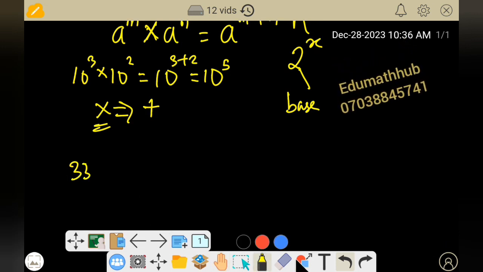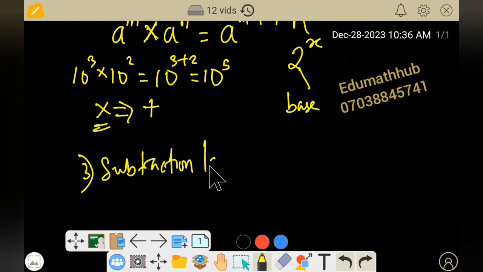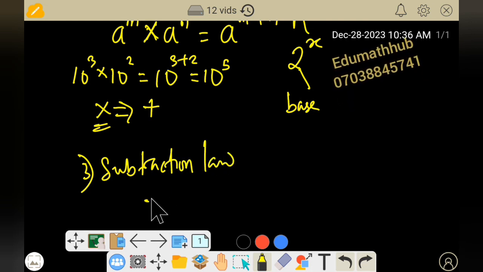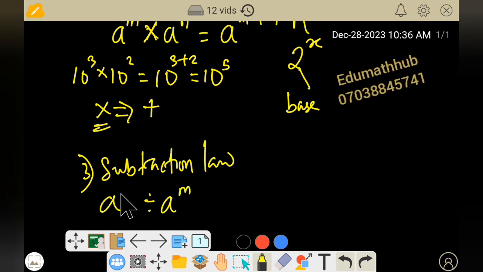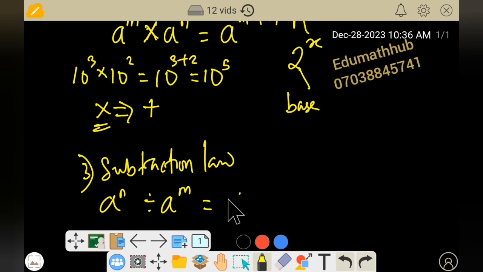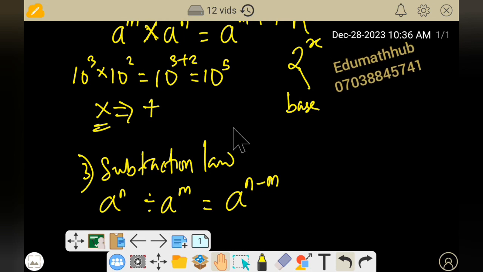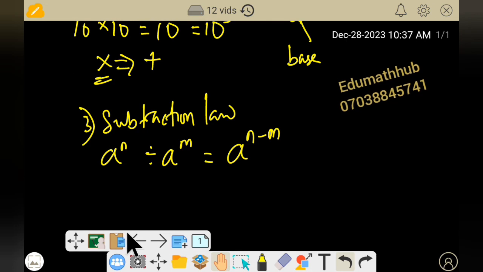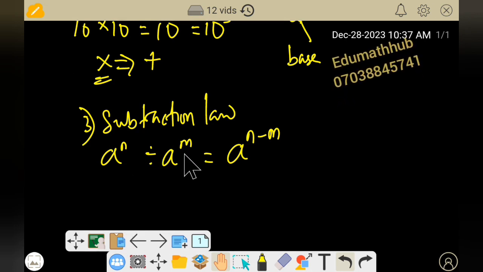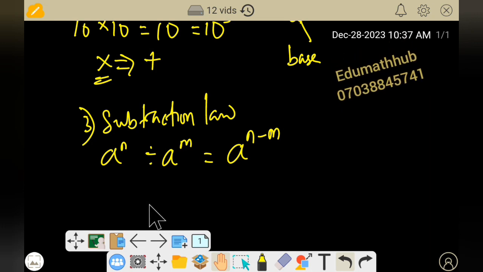This one is the subtraction law. Once you have divide, it means you should do subtraction. Just subtract the powers. Anytime you have two bases that are the same and the powers are available to you, you just subtract the powers. So in indices, division stands for subtraction or minus.